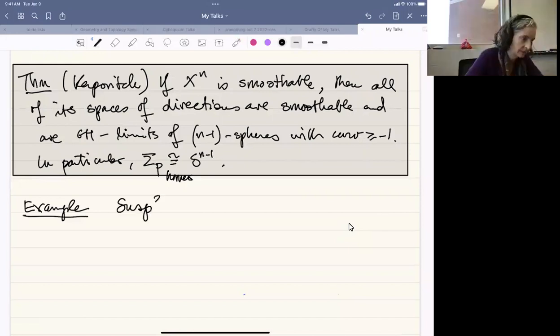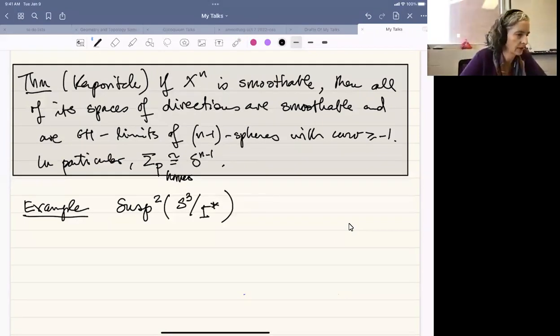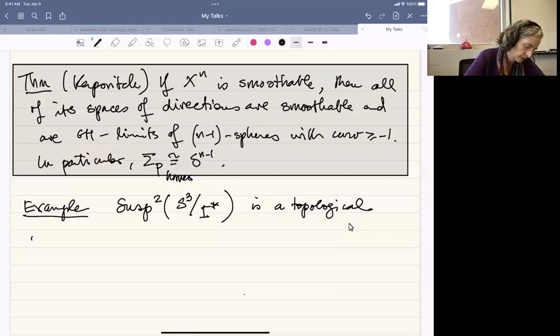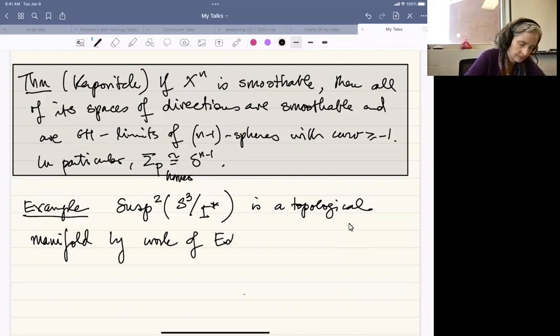If you take the double suspension of the Poincaré homology sphere, which I'm writing as S^3 modulo the binary icosahedral group, this is a topological manifold. And this is what I was mentioning prior to the definition. This is a topological manifold by work of Edwards. But it is definitely not smoothable by work of Kapovich.